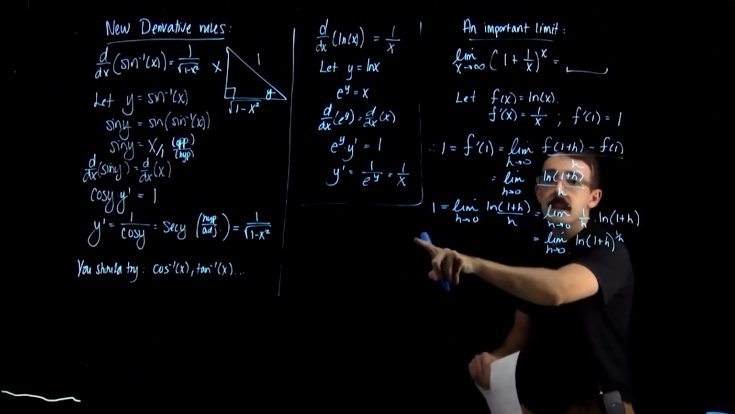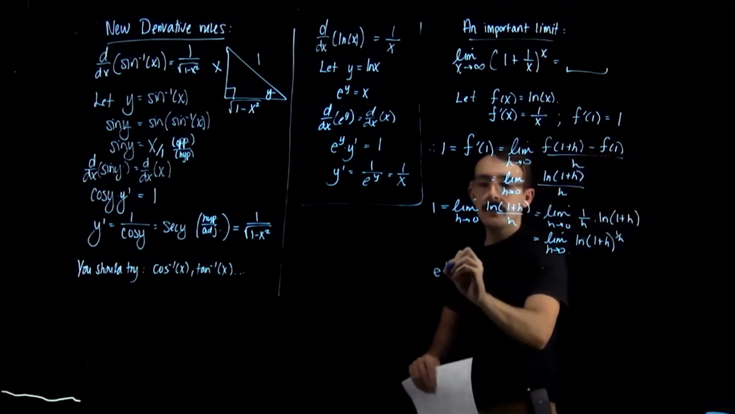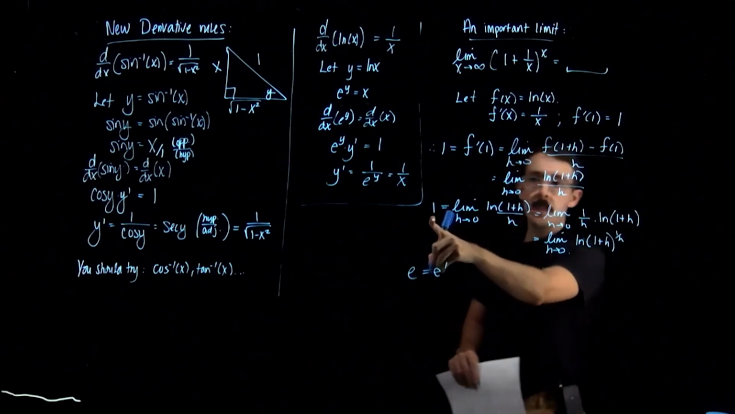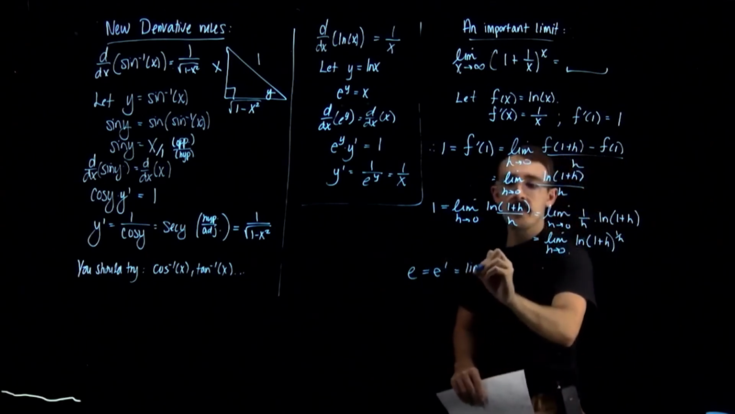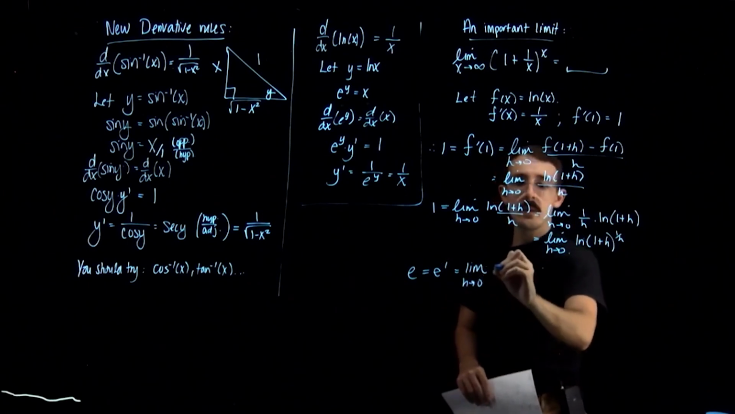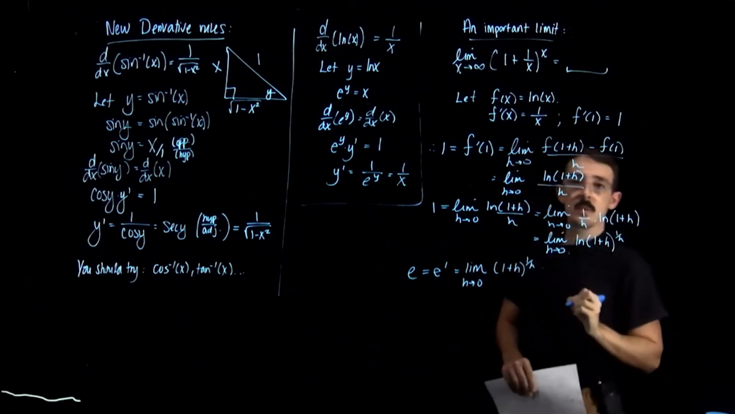Now, because 1 equals that, I'm going to raise both sides using base e. So I'm going to use e to exponentiate. I get e to the 1, which is just e. The e cancels with the ln, and I get the limit as h goes to 0 of 1 plus h to the 1 over h.